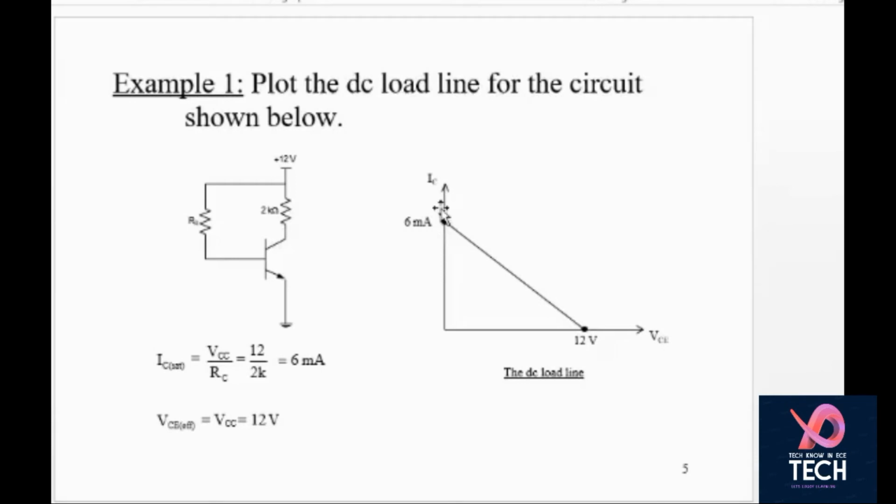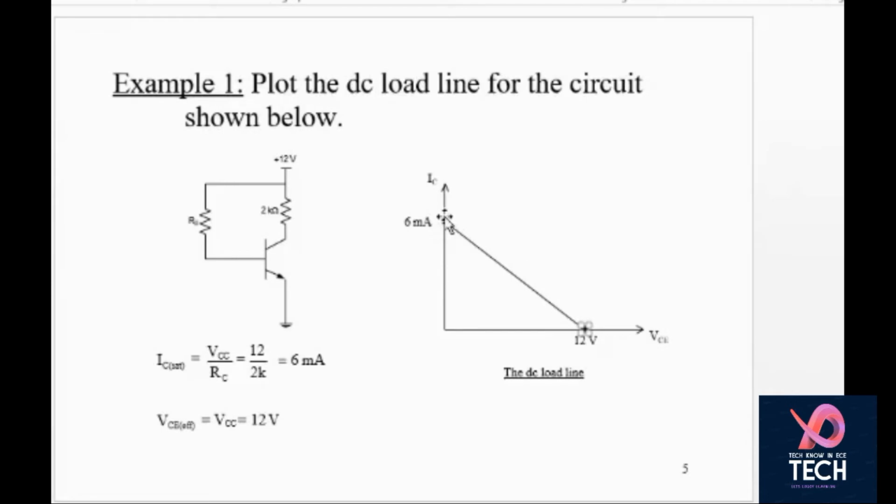So first you calculate here. IC is equal to VCC by RC. So IC equals VCC by RC, and this gives you 6 milliampere. Now if you want to calculate here, VCE is equal to VCC, so it is equal to 12 volts. So you connect these two points.